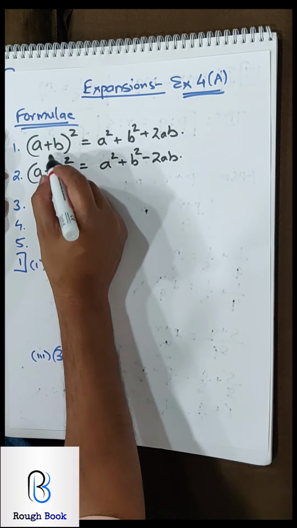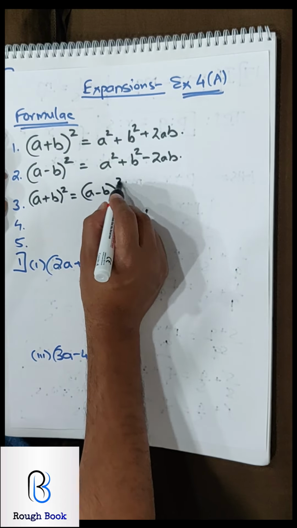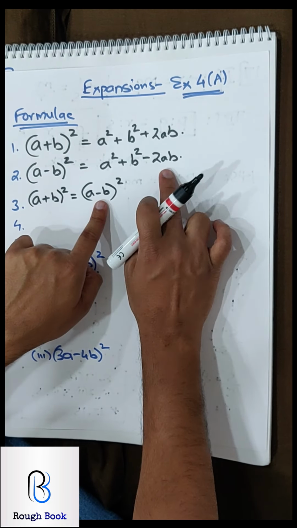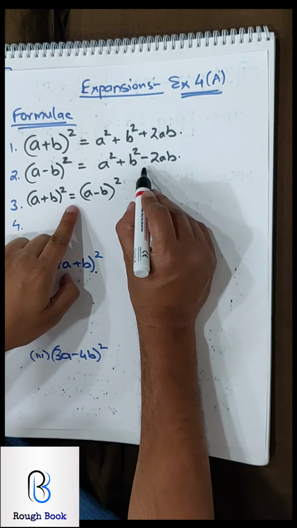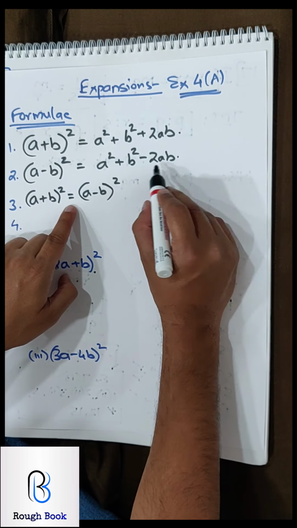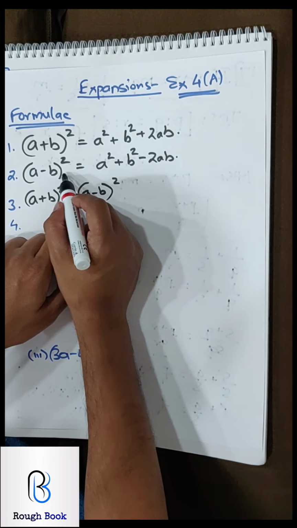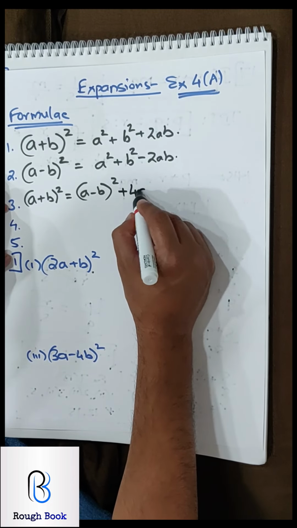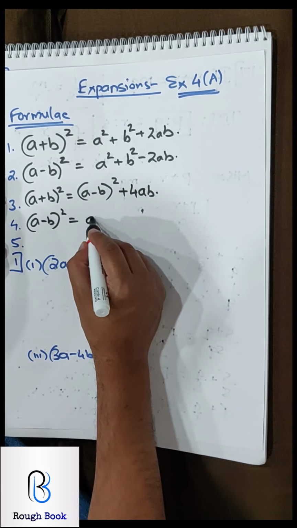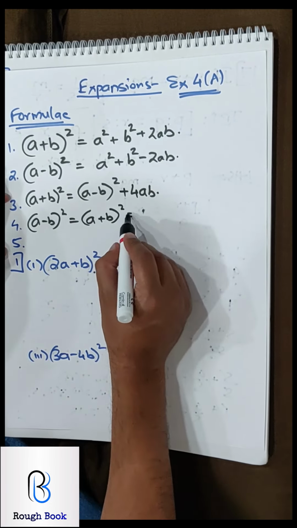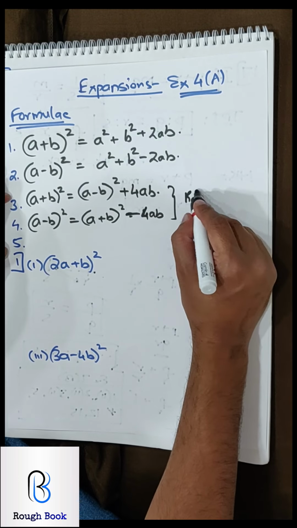The next one is the relationship between these two. If I write a plus b the whole square equals a minus b the whole square, here I am going to have minus 2ab and on the left hand side plus 2ab. To nullify both and write equal to, I will have to add plus 4ab. When I add plus 4ab, this becomes plus 2ab, so both become the same. Likewise, if I write minus first and plus later on, then I'll have to write minus 4ab in order to nullify the effect. These two formulae I call relationship formulae.